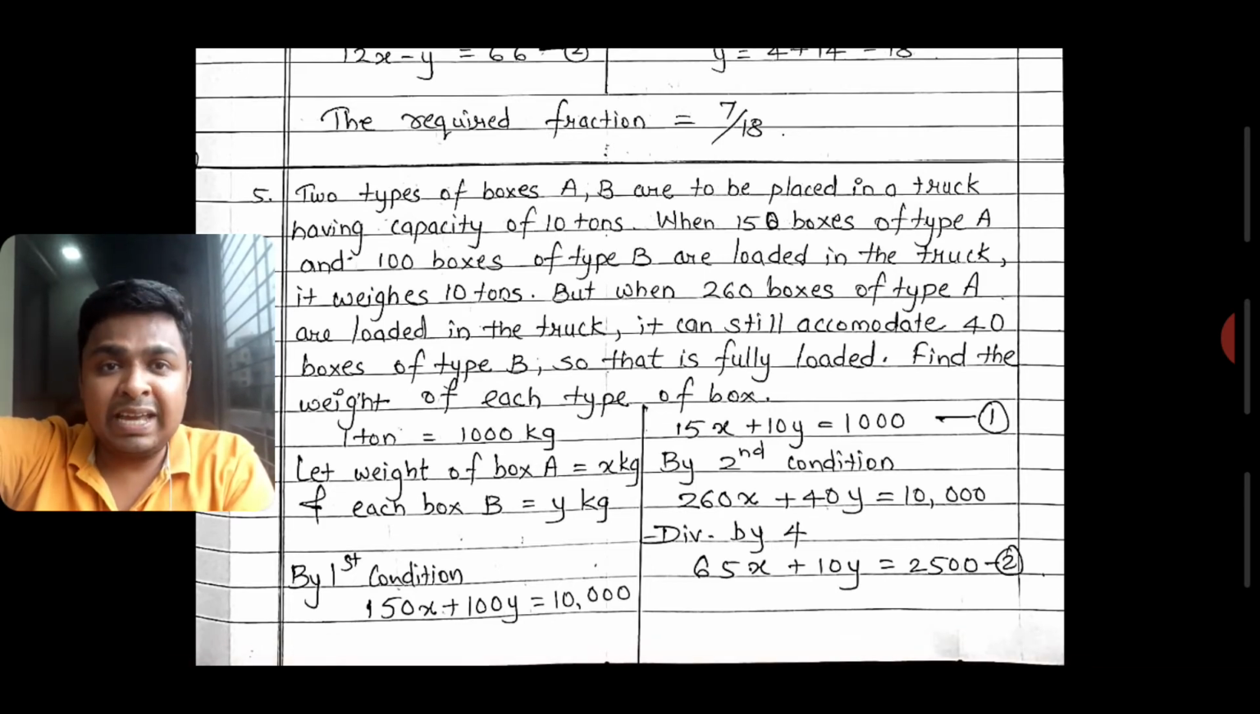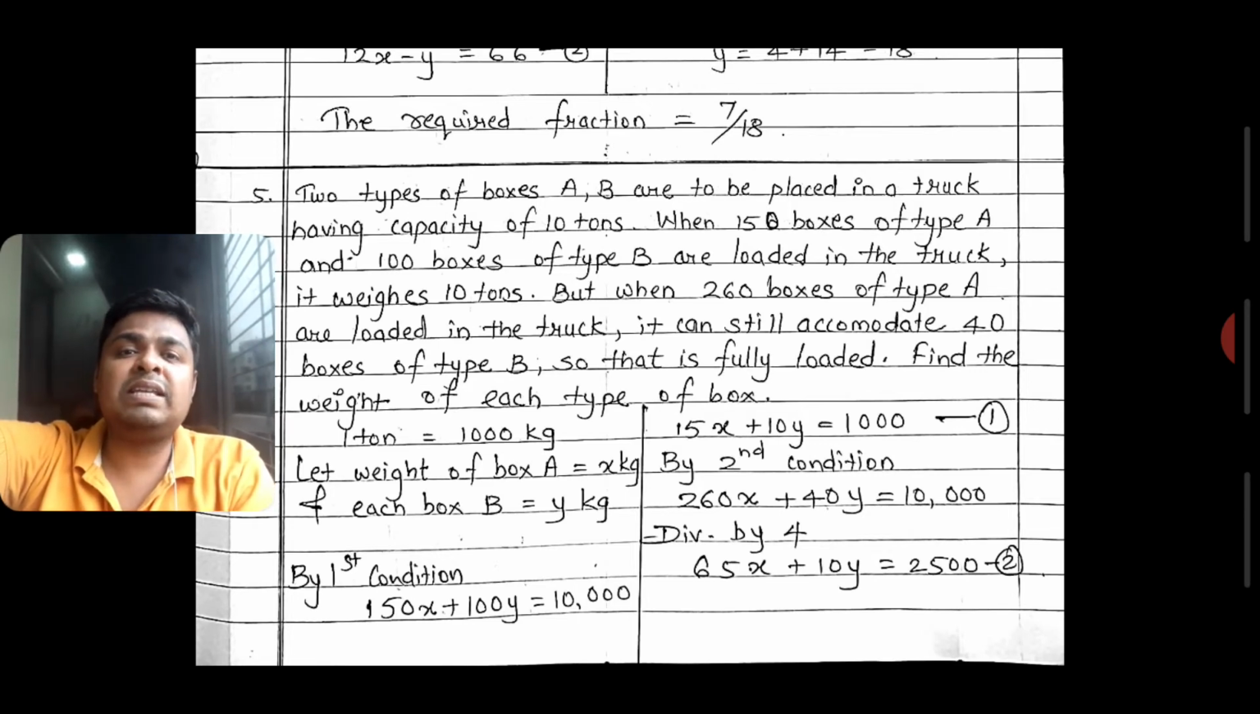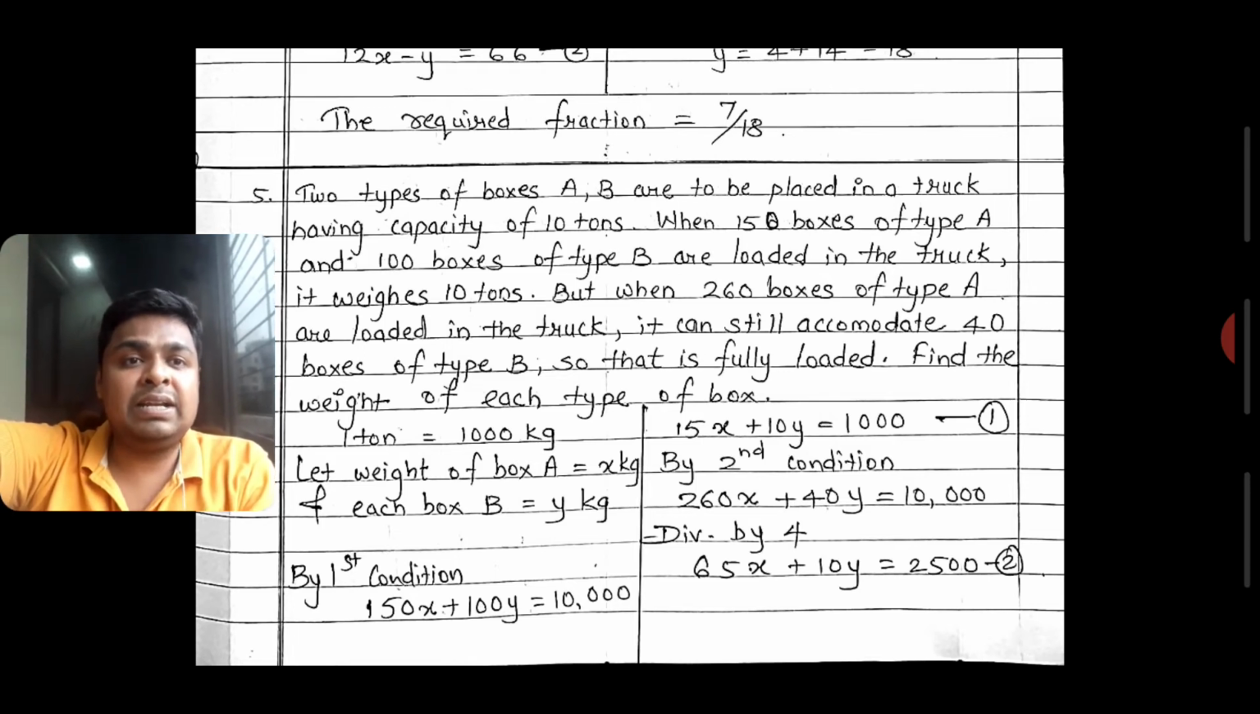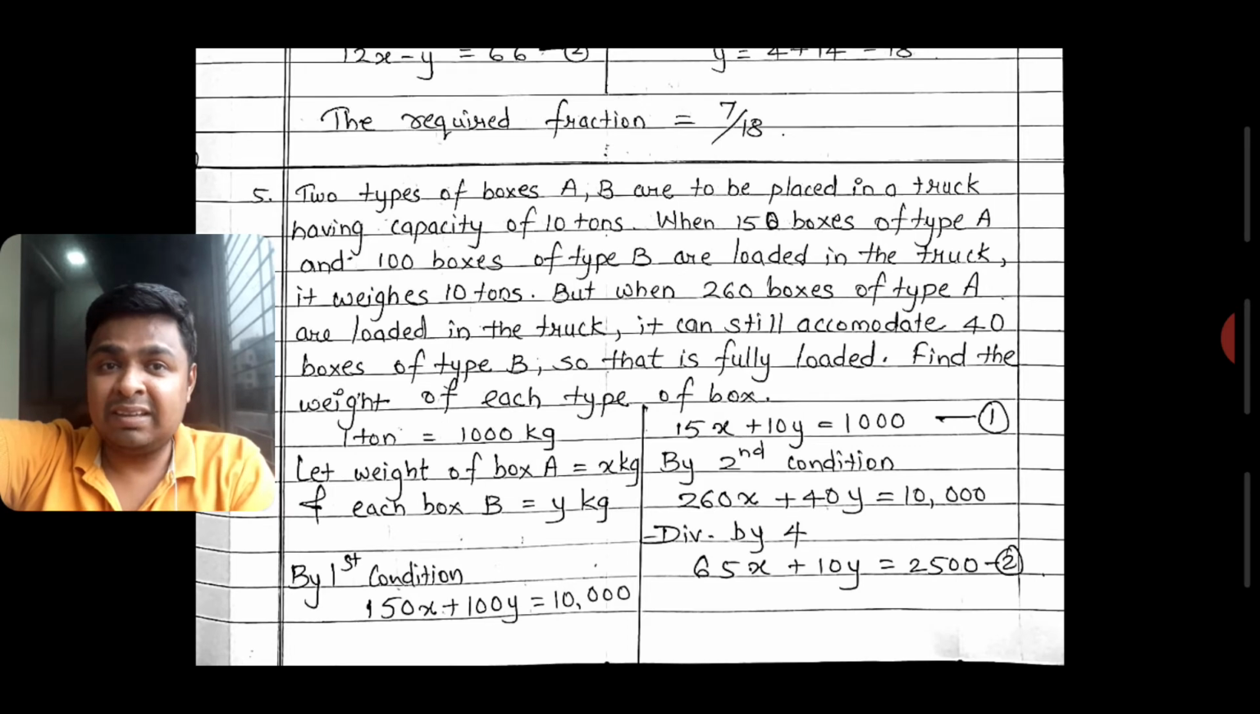So 150x plus 100y is equal to full capacity, that is 10,000 kilo. So the first equation is 150x plus 100y is equal to 10,000. Now the second condition: when 260 boxes of type A are loaded, it can still accommodate 40 boxes of type B. So 260 of A, that means 260x, and 40 of y.